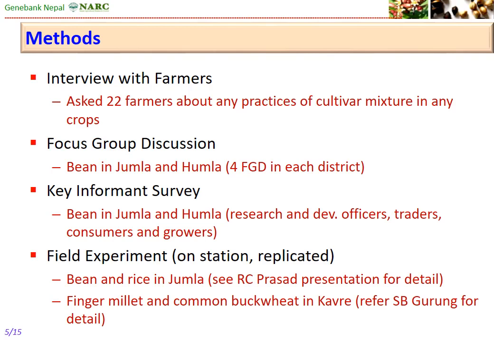For that, we asked 22 farmers about any practices of cultivar mixture in any crops. We also conducted 8 focus group discussions, 4 in each district, in Humla and Jumla. We also asked research and development officers, traders, consumers, and growers. And this year, we also conducted field experiments in Humla, Jumla, and Dolakha.